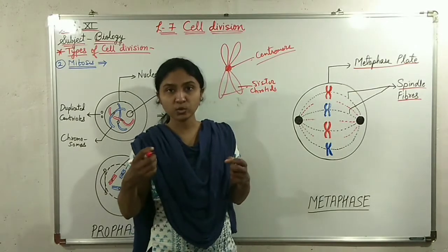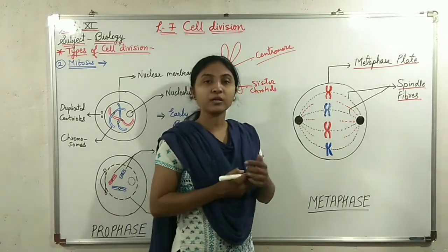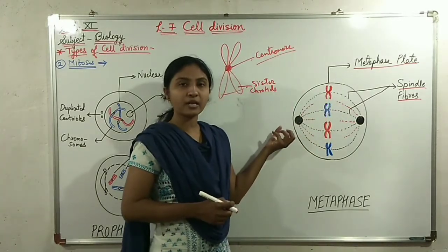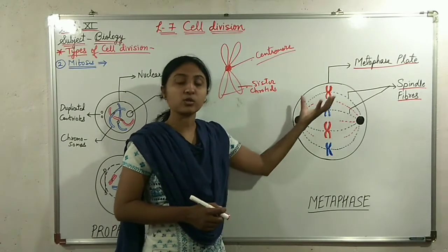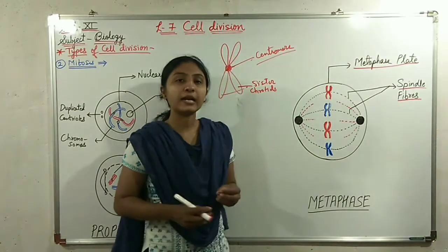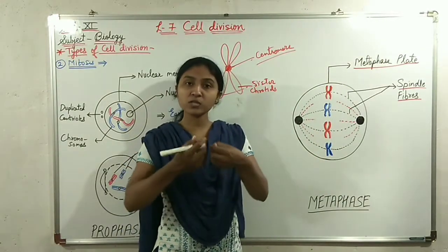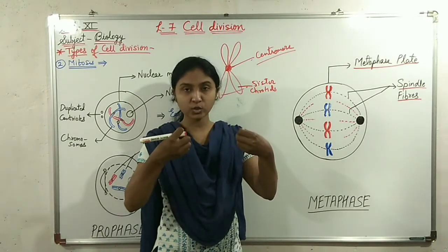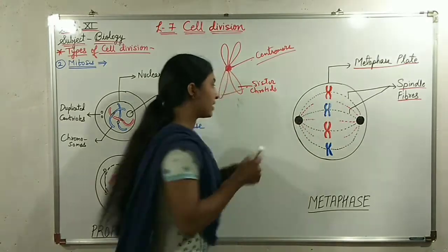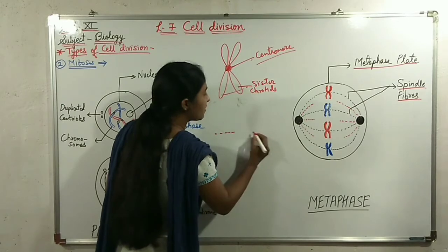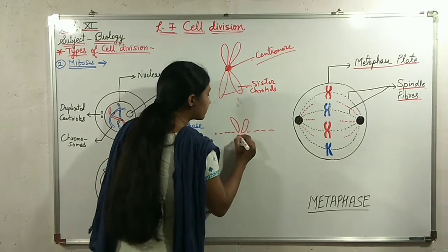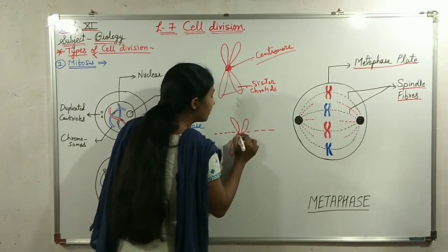They get divided into two, and each centromere has a chromatid with it, and they pull these chromatids towards the centrioles, towards the opposite poles of the cell. And as the chromosomes are pulled, the centromere gets divided into two, and the chromatids are separated. Suppose this is the spindle fiber which is attached to the chromosome. This is the chromosome and the centriole which is attached to it.